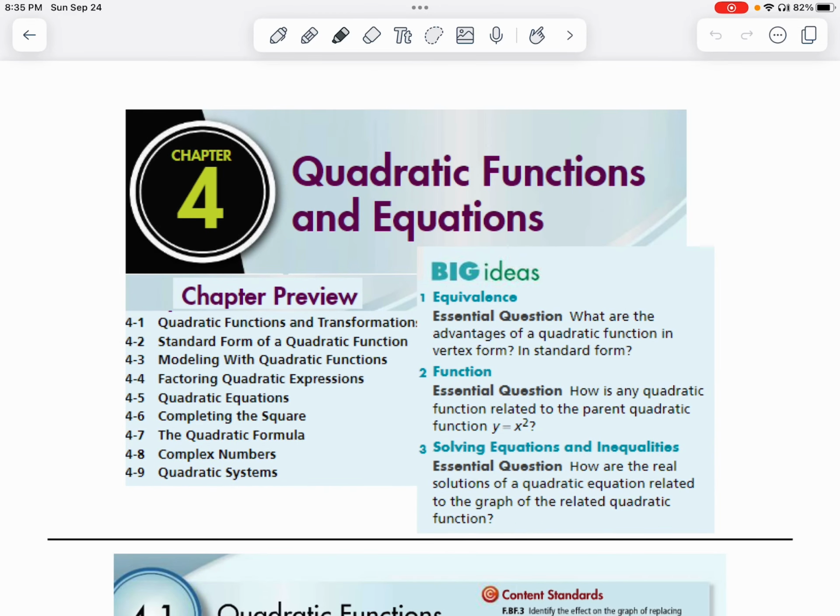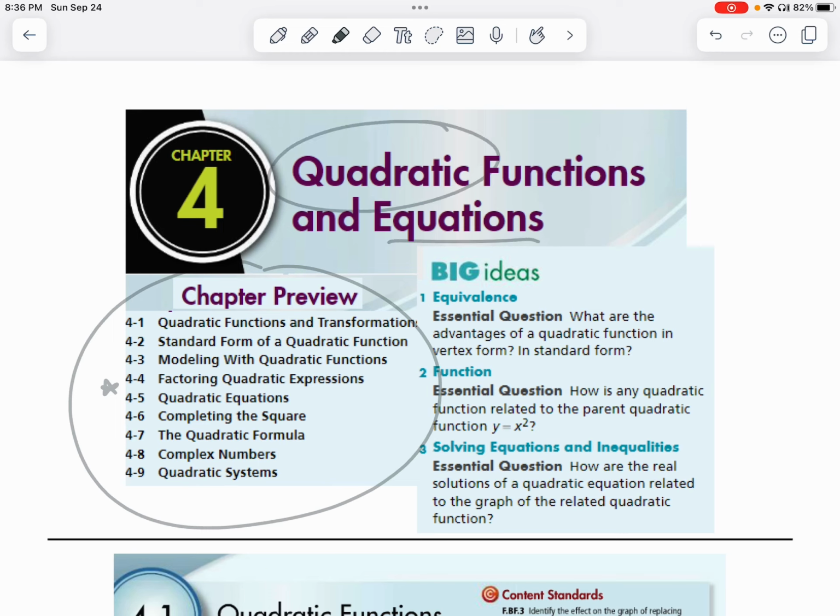Here is an outline of what we're going to cover in Chapter 4, with the exception of 4.4 and 4.5 being put together. Now, Chapter 4 talks about quadratic functions and quadratic equations. We'll talk about what that means as we move along. But today, I really want you to know that we're going to talk about vertex form, and tomorrow in the next lesson, we'll talk about standard form.